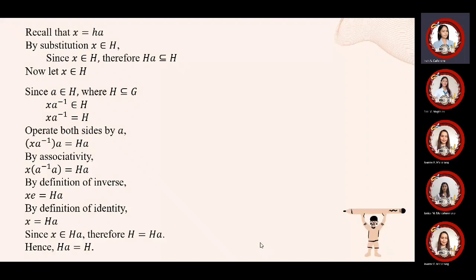Now let X be an element of H. Since A is an element of H, where H is a subgroup of G, we have X multiplied by A inverse, an element of H. So we need to operate both sides by A, and then we will get X multiplied by A inverse multiplied by A is equal to hA. By associativity, X multiplied by A inverse and A is equal to hA. By the definition of inverse, A inverse multiplied by A is equal to E. So we will get XE is equal to hA. By the definition of identity, X multiplied by E is equal to X, we will get X is equal to hA. Since X is an element of HA, therefore H is equal to HA. Hence, HA is equal to H.